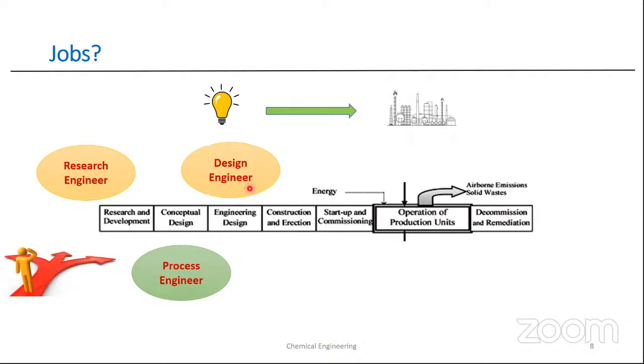Then the design engineer does the detailed design. They take that idea, then do the detailed design: the sizing of equipment and everything, what utilities are required, and a complete design of what is needed to set up the plant. He does this design.